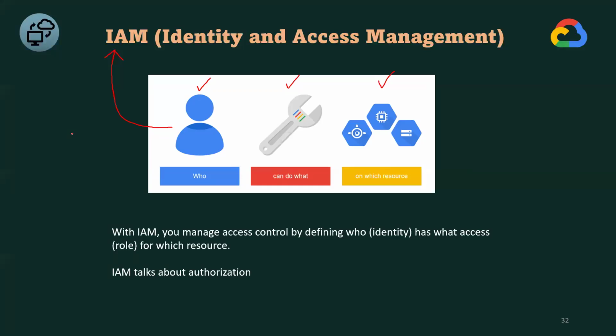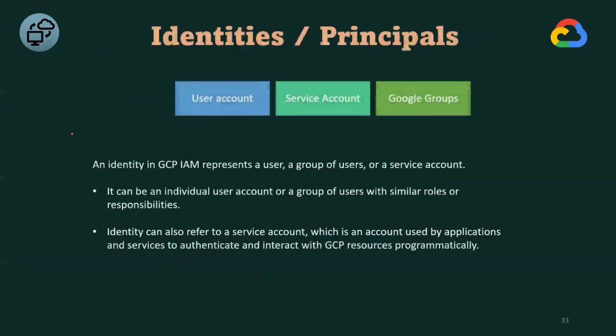Okay, sir, in IAM, I stands for what, sir? A stands for what, sir? M stands for what, sir? Let us try to understand each terminology. In IAM, I stands for identity, sir. Identities are principals. An identity can be a user account. An identity can be a service account. An identity can be a group of accounts.